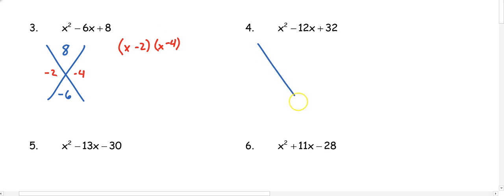In number 4, we need two numbers that multiply to 32 and add to -12. Two numbers that multiply to 32 are -4 and -8 because they're going to make a positive when they multiply and they add to -12. So we're going to have x minus 4 times x minus 8.